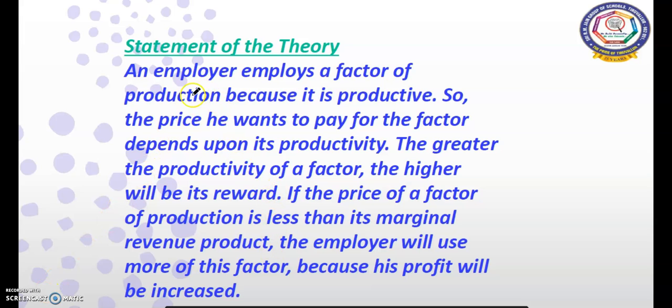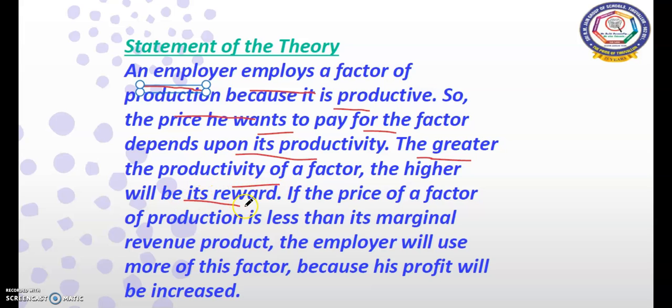Now, statement of the theory. An employer employs a factor of production because the factor is productive. So the price he wants to pay for the factor which he is going to involve in the production depends upon its productivity. So the greater the productivity of a factor, the reward will be higher. So if the price of a factor of production is less than its MRP, that is marginal revenue product, the employer will employ more of this factor because his profit will be increased.